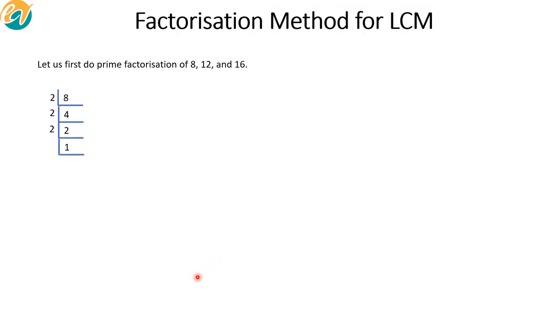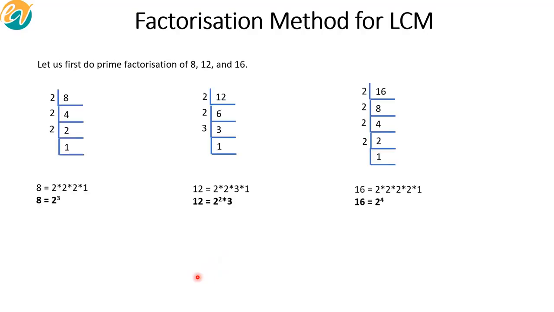Let's first do prime factorization of 8, 12, and 16. So this is how you do prime factorization, by the way. You put 8 over here. 2 is a prime factor, so 2 fours are 8. Now 2 continues to be a prime factor, so 2 twos are 4. Now 2 again is a prime factor, so 2 ones are 2. So 8 is nothing but 2 into 2 into 2 into 1.